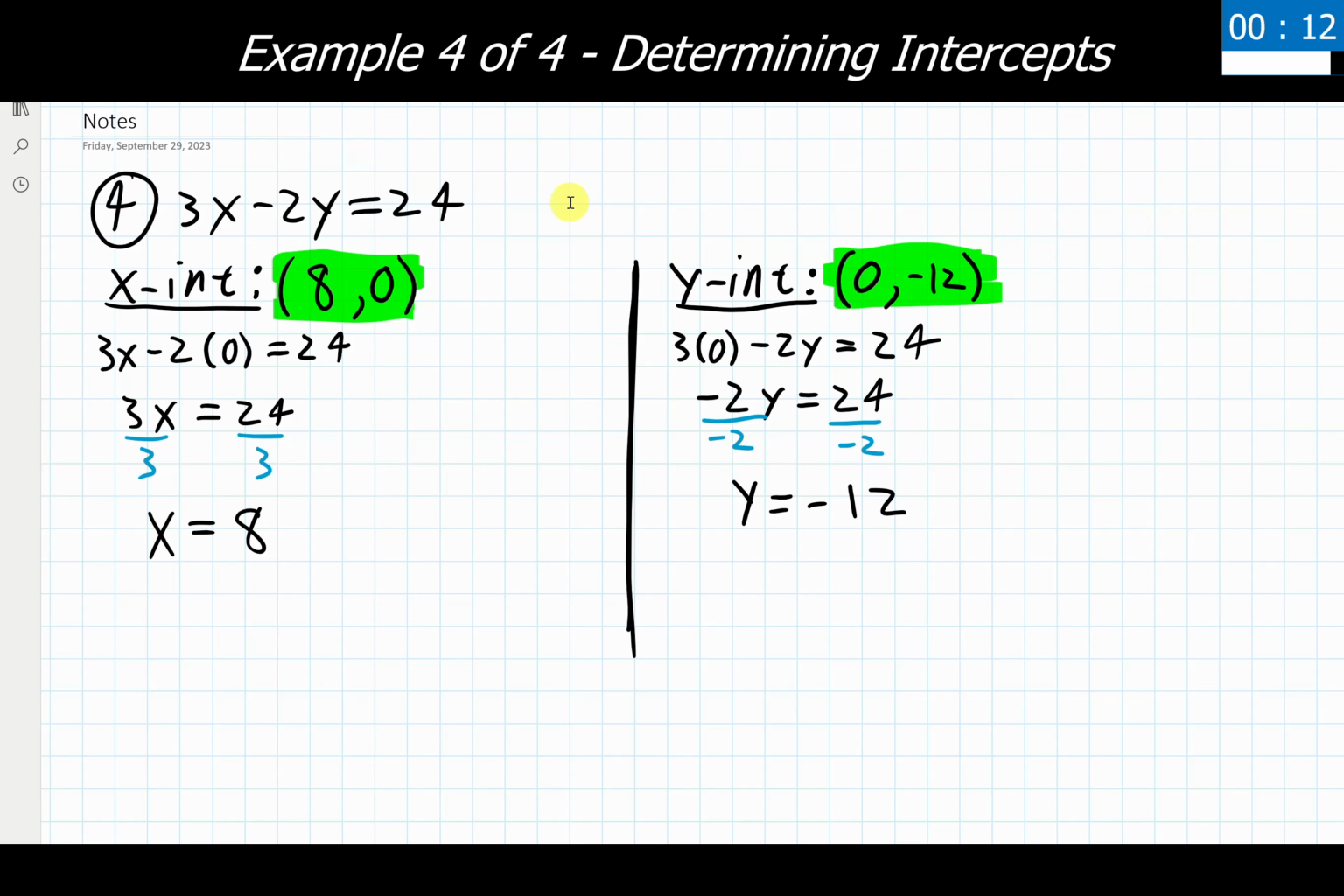And therefore, for our fourth and final example for this one, we have an x-intercept of 8, 0, and we have a y-intercept of 0, negative 12.